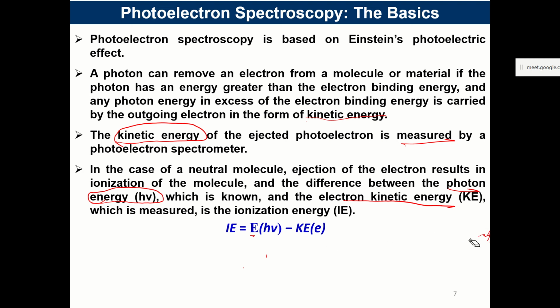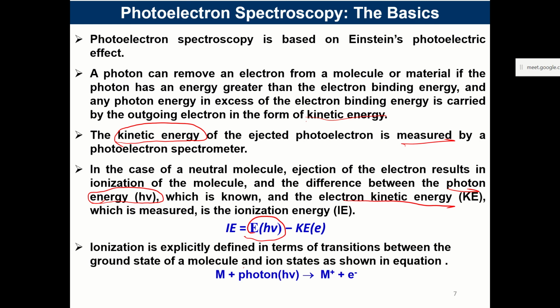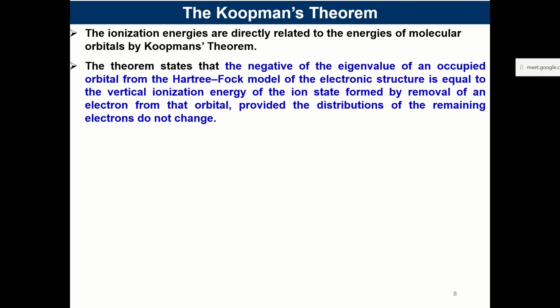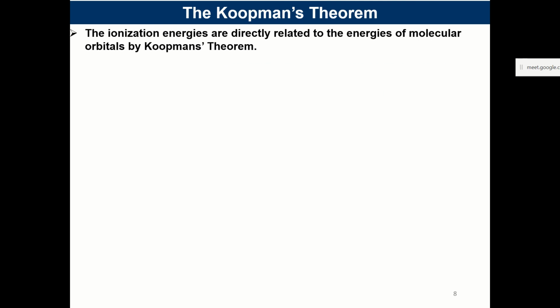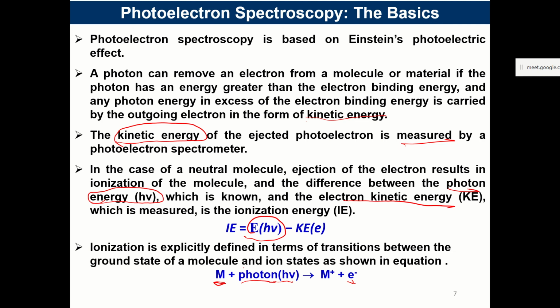So the energy of any orbital can be known if you provide the h-nu photon of the right kind of energy, the right value of energy. This is the scheme that we can write in explicit manner for molecule M. The molecule M is hit by a photon, which makes it lose an electron. You analyze the kinetic energy of the electron, and the difference between the photon's energy and the kinetic energy gives you the ionization energy. This is something you can take very logically.